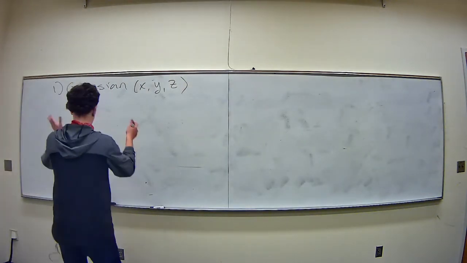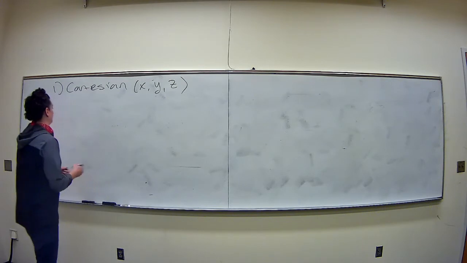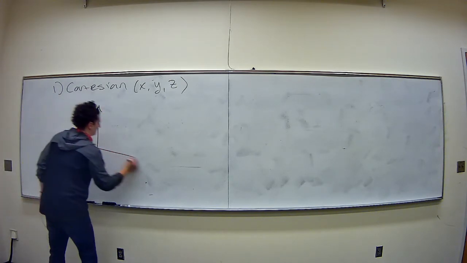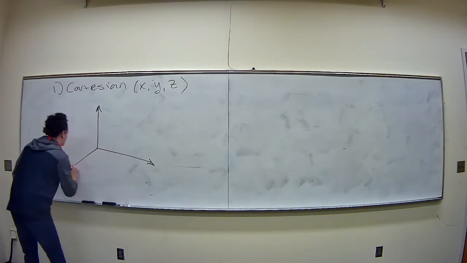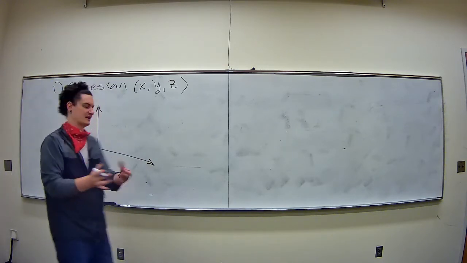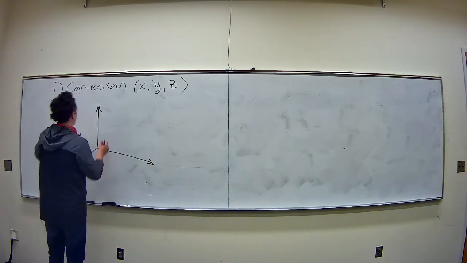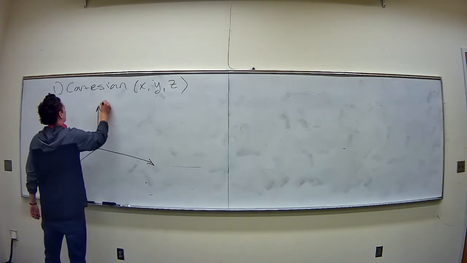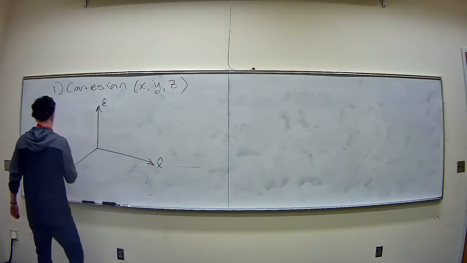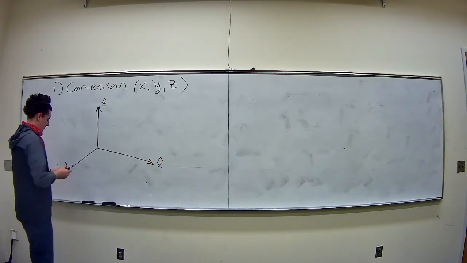But again, let's just think about what it means to have a coordinate system, at least the Cartesian one. So here's my Cartesian coordinate system. It's really these little boxes I can draw, nice and orthogonal, and I have a z direction, an x direction, and a y direction.